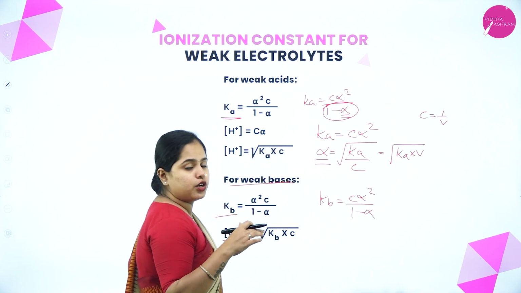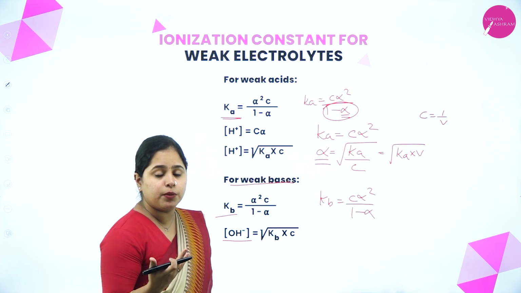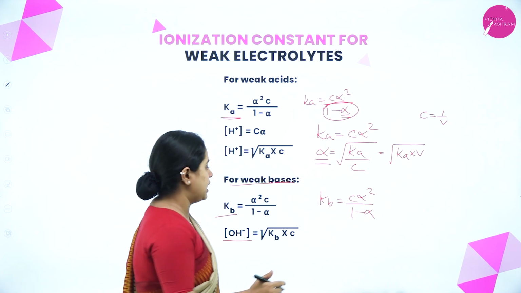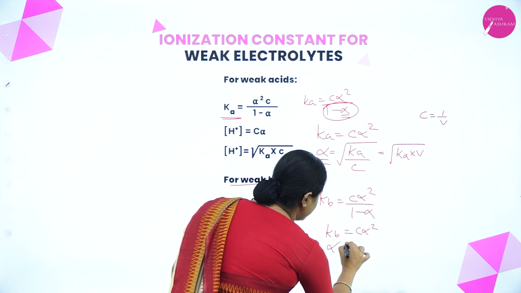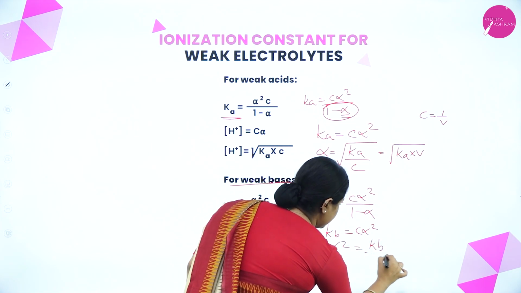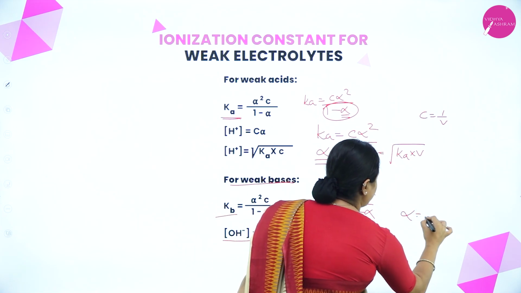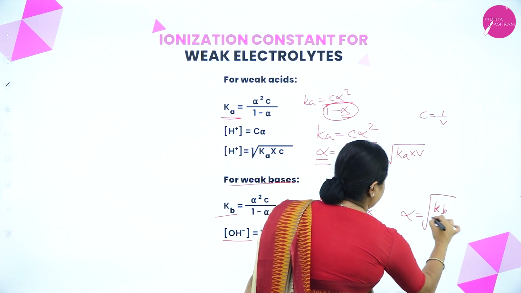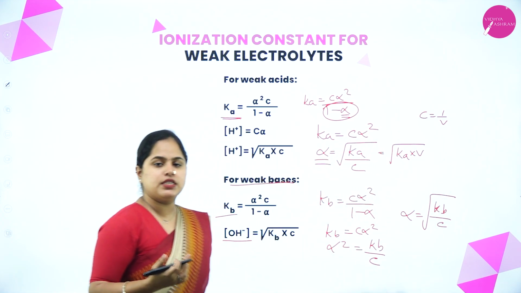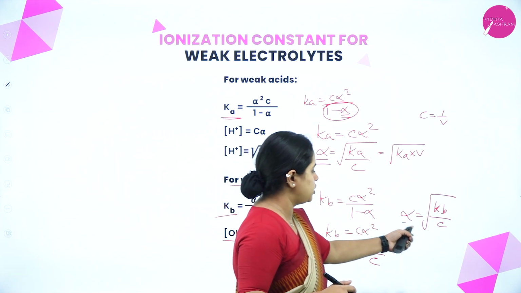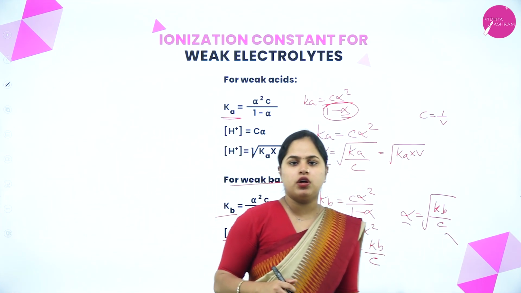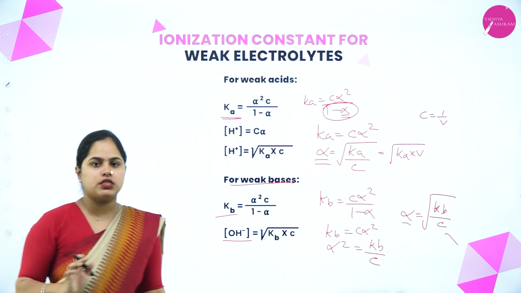Again, as it is a weak base, we are going to neglect 1 minus alpha. So Kb will be equal to C alpha square. Alpha square will be equal to Kb by C. Hence, alpha will be what? Root of Kb by C, where Kb is the ionization constant of a base. So from here we can say that the degree of dissociation is inversely proportional to the concentration. I hope this is also clear.